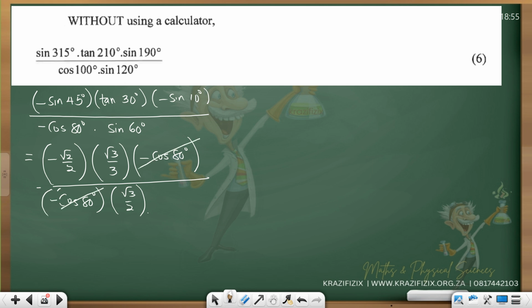So all of this would cancel. And what do we have? Negative, what would this be? Root 6 over 6 divided by root 3 over 2. Just put this in your calculator. Don't even stress about it. What would it be? Negative root 6 over 6 times 2 over root 3.